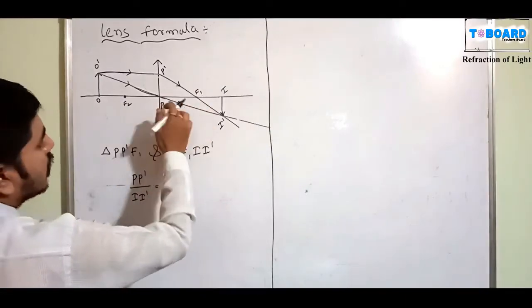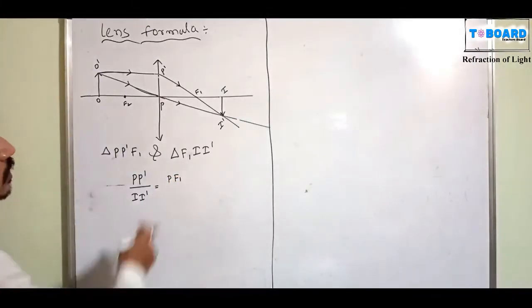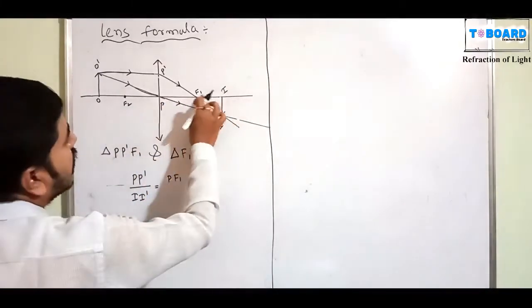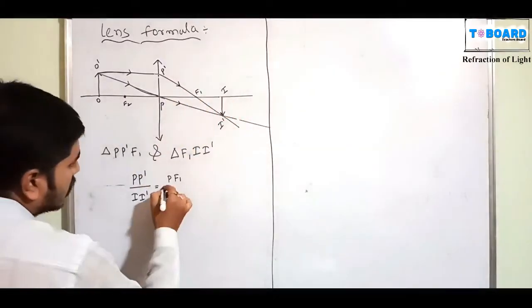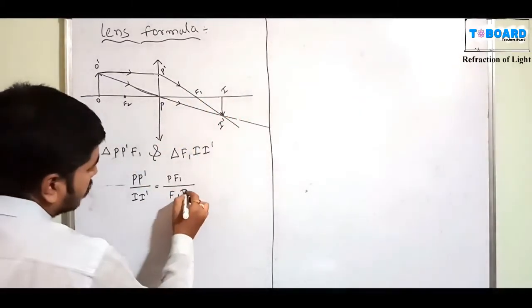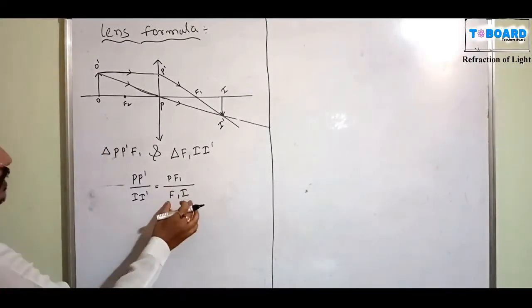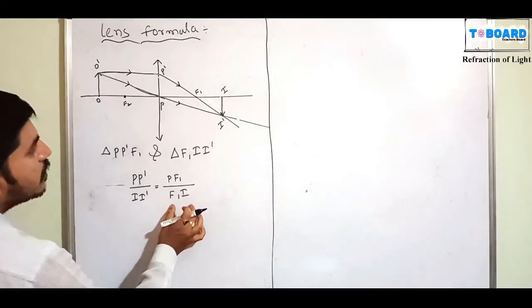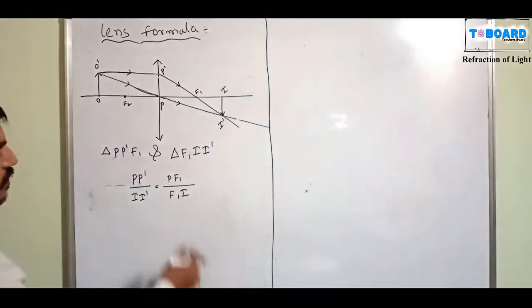So what is the P F1? P F1 divided by F1 I. Okay, right, so this is an equation. Now in this equation, what is the F1 I? F1 I is there, and I want to expand this F1 I.